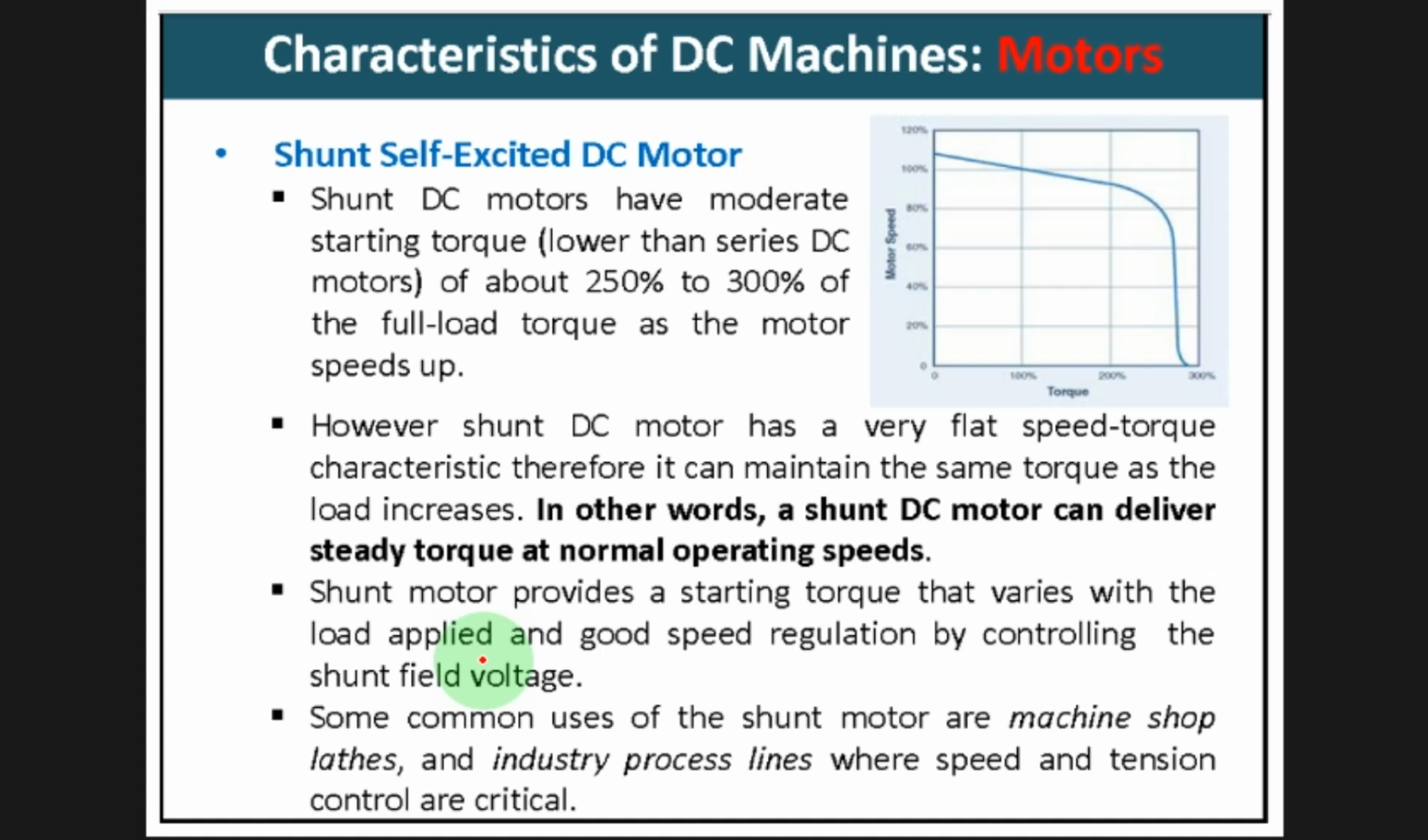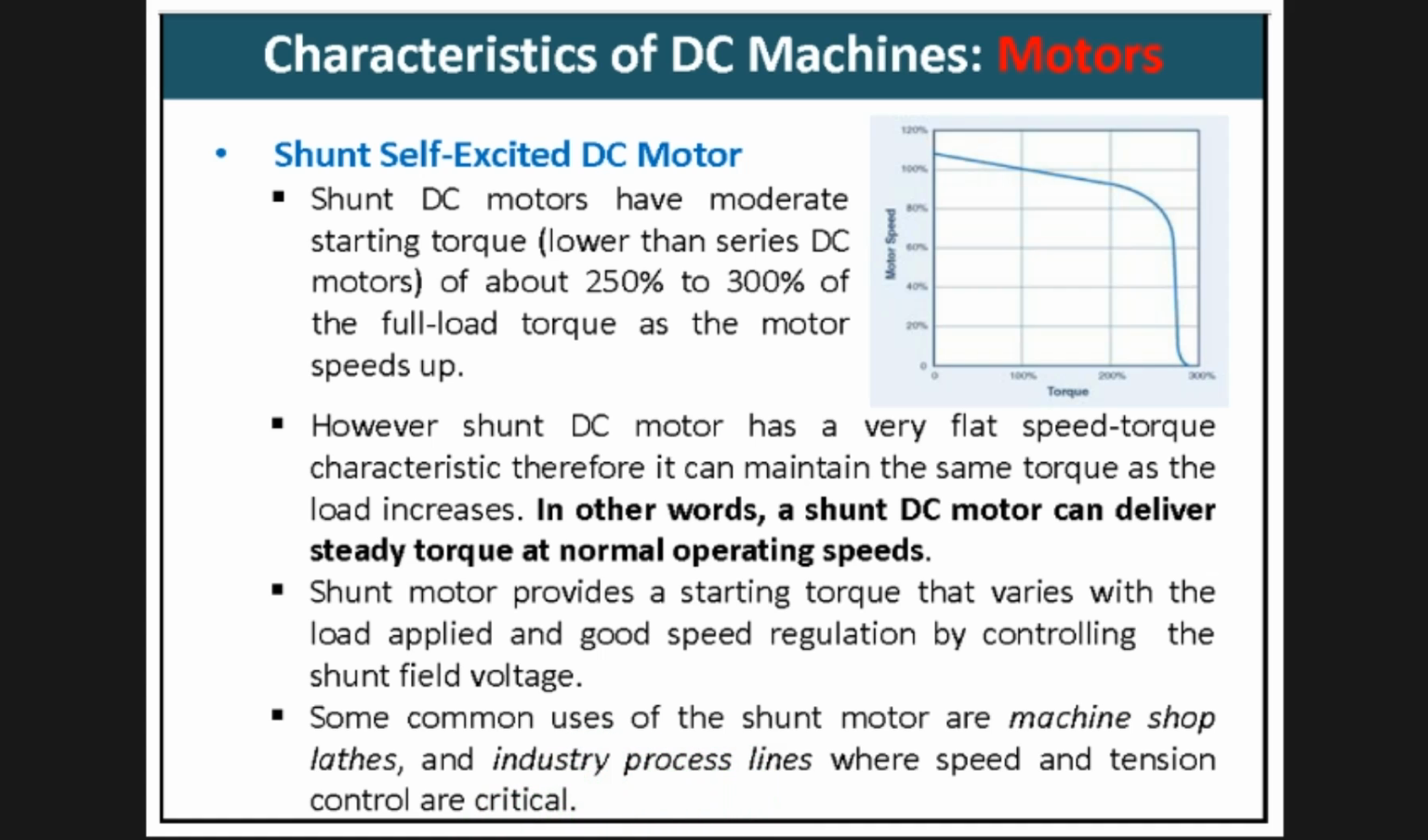A shunt motor provides starting torque that varies with the load applied, and good speed regulation by controlling the shunt field voltage. So if we can change the shunt field voltage, you can control the speed. Some common users of shunt motors are machine shop lathes. You might have seen them. And industry process lines where speed and tension control are critical.